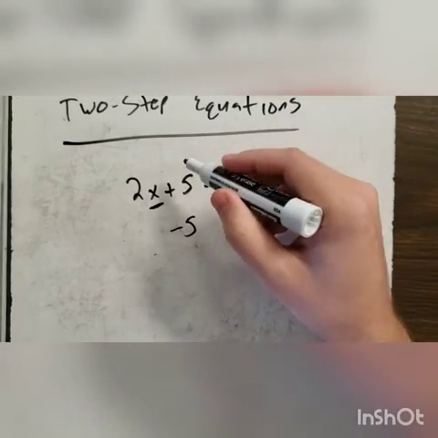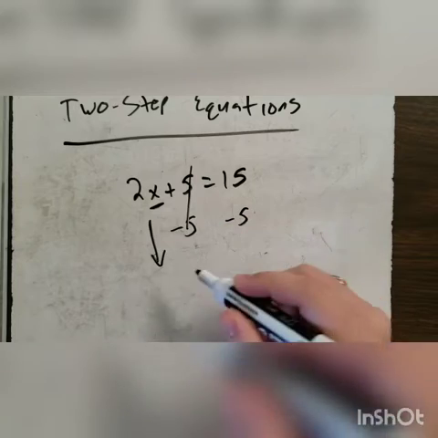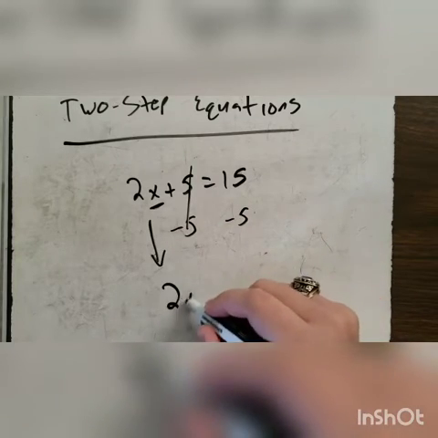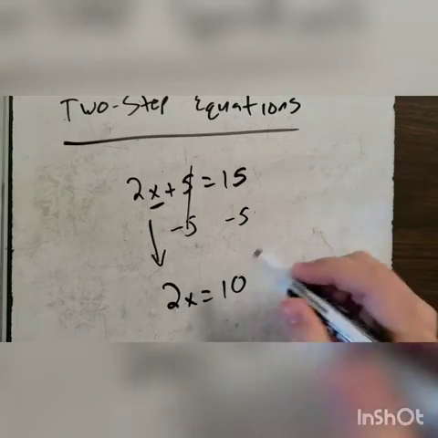Now, our 5 and negative 5 cancel out. Bring down your 2x, bring down the whole thing. 2x equals, and then do the math. 15 minus 5 is 10.